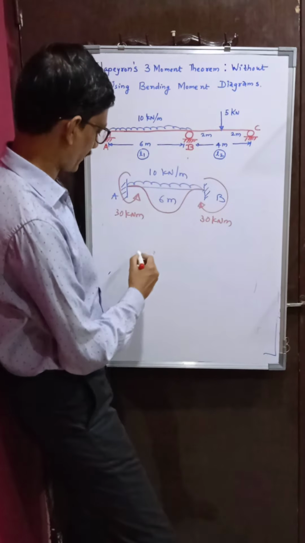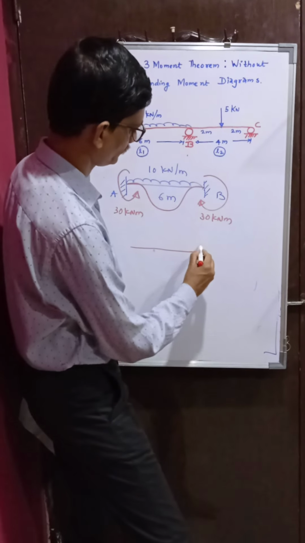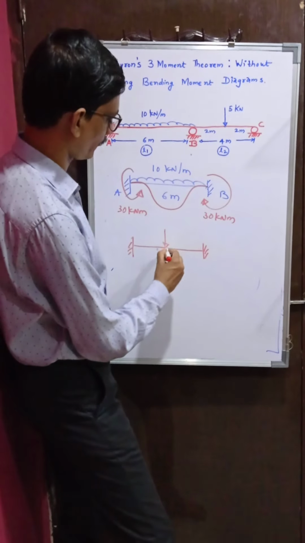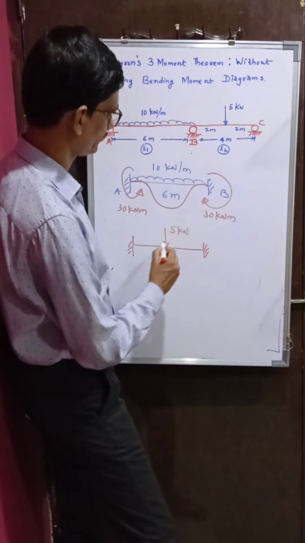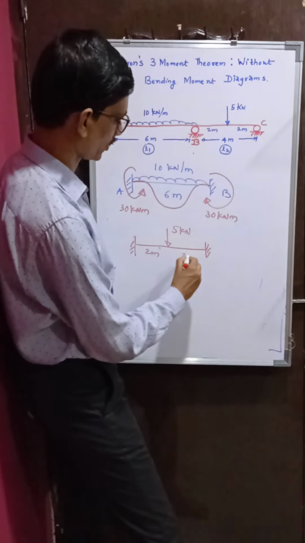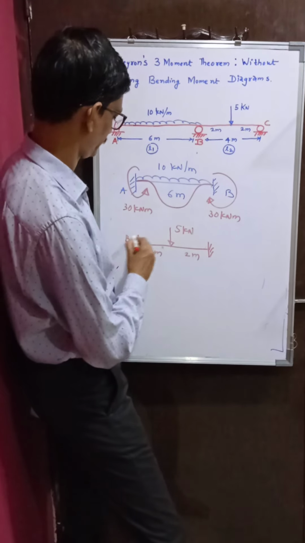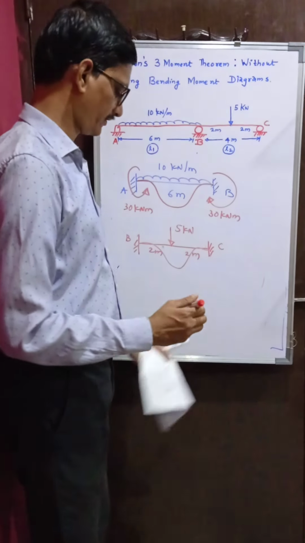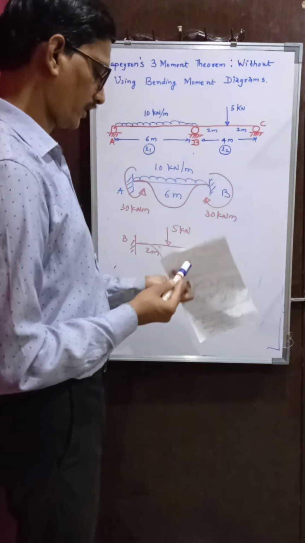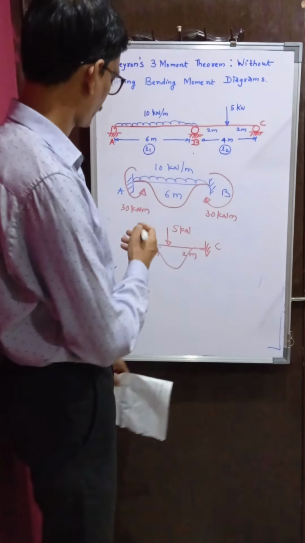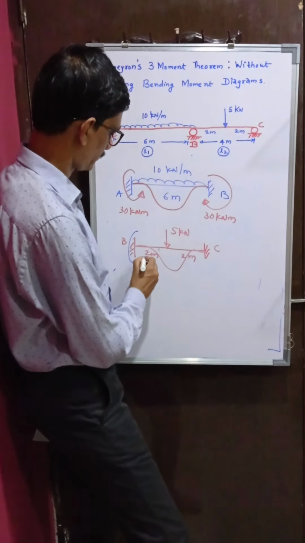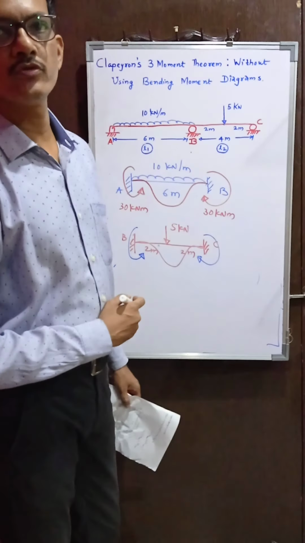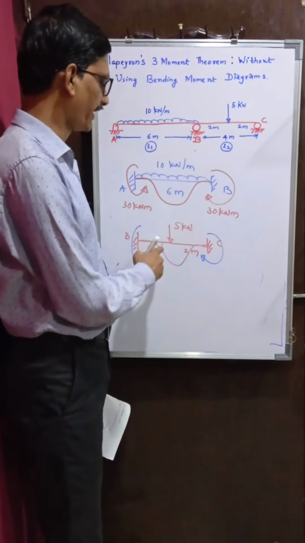Similarly, considering span BC, carrying a point load of 5 kilonewton at the center, total span is 4 meter. Now again this beam will try to bend like this, and therefore your fixed end moments will be like this, MFBC, MFCB. So again using the standard case, it is WL by 8.